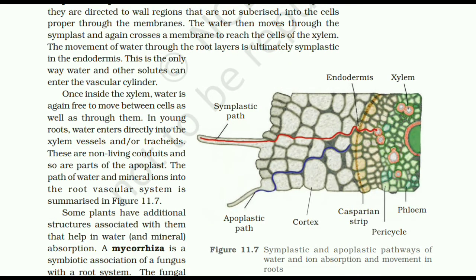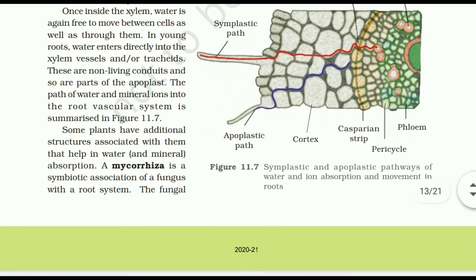Once inside the xylem, water is again free to move between cells as well as through them. In young roots, water enters directly into the xylem vessels and tracheids. These are non-living conduits and so are parts of the apoplast. The path of water and mineral ions into the root vascular system is summarized in figure 11.7.